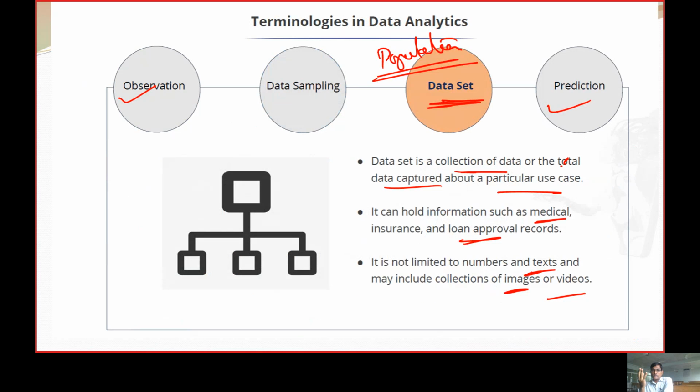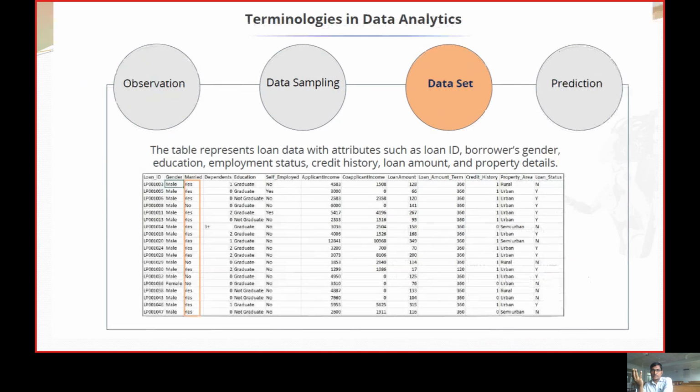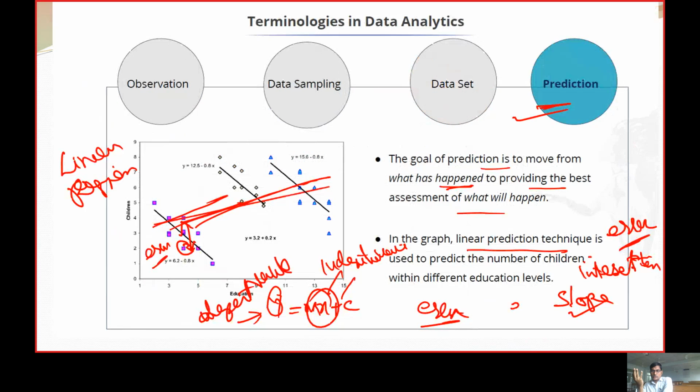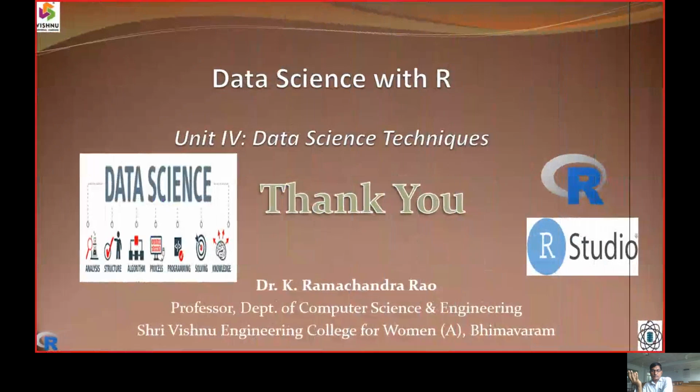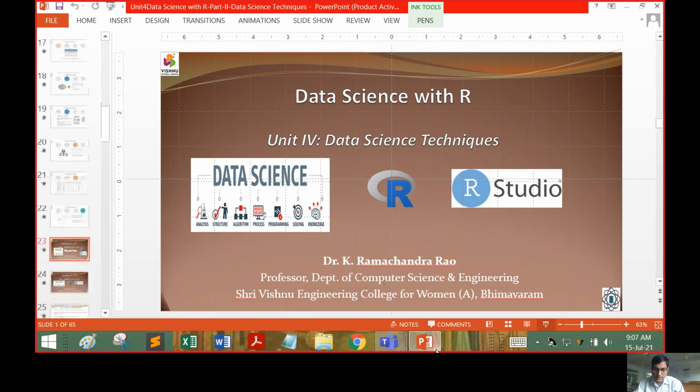So from that target population, we build the data set, which is a collection of those similar cases, and thereby we start analyzing the data by prediction, etc. The goal of prediction is to move from what has happened to provide the best assessment of what will happen. We identify the root cause. After that, we can predict what will happen. So in this model, we are going to predict the outcomes at different levels. So this is what we have talked about in this data analytics case.